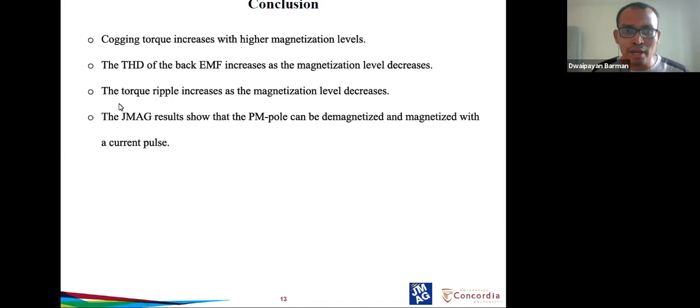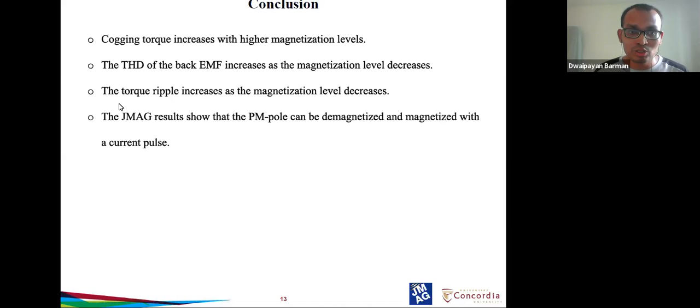The THD of the back EMF increases as the magnetization level decreases, because the fundamental of the back EMF decreases with lower magnetization level, and hence the THD also increases. And same for torque ripple.